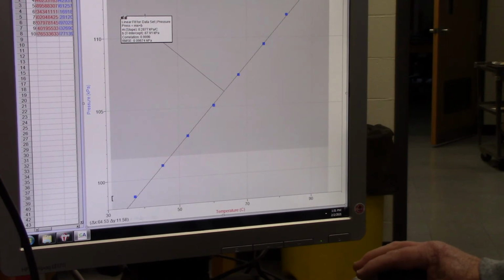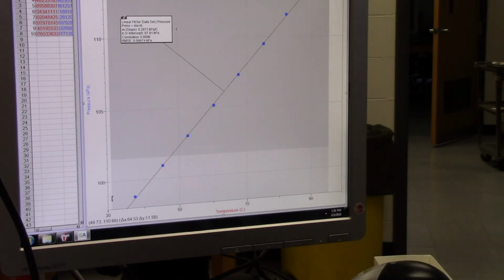If you were in a class, I would help you out with this, okay? But here's the information that we want. And this is really important in terms of how we're going to write this up. So the equation of this line is of the form y equals mx plus b, where y is the pressure and x is the temperature. The slope is 0.2877 kilopascals per Celsius. And the y-intercept is 87.91 kilopascals.